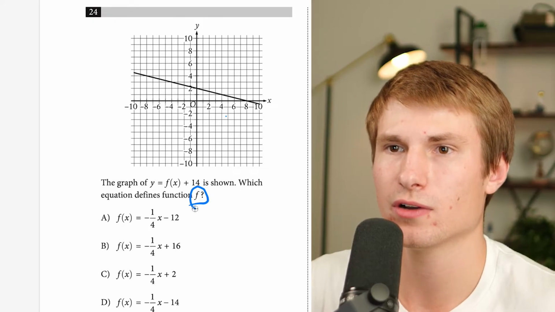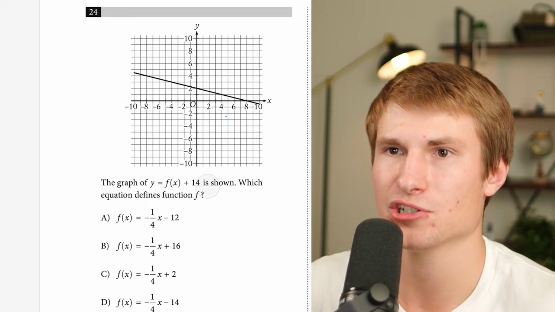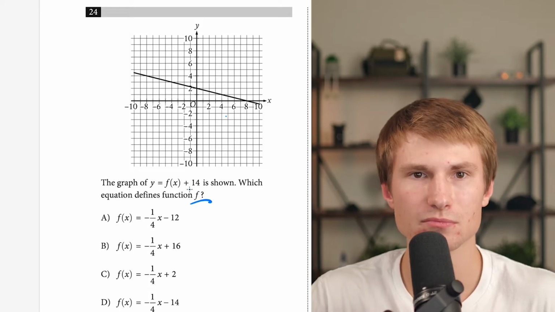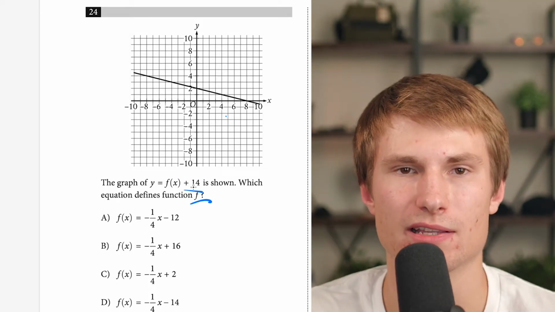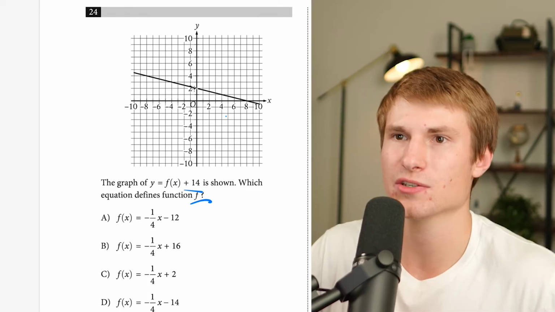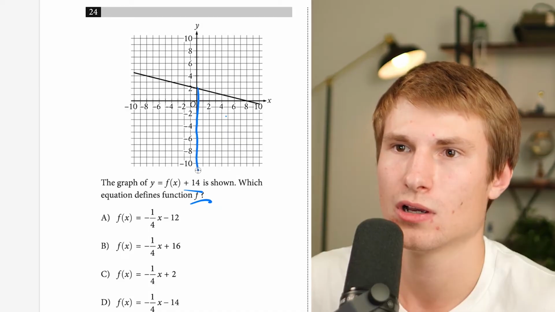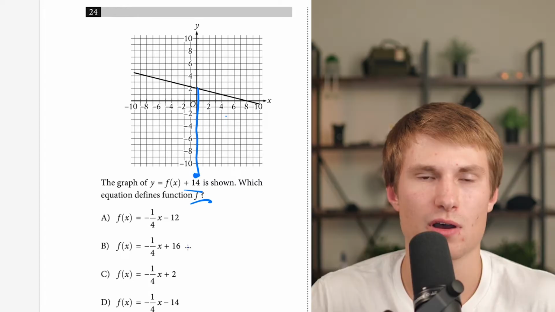All right, so a little bit of a weird setup here. So we have the transformation is what's actually shown here, and then we have to back into the original function f. So our transformation in this graph is it's up 14. So f of x would be down 14. So let's go down by 14. So we're going from 2. So we'd have to end at -12 as the y-intercept. So -12 as the y-intercept.